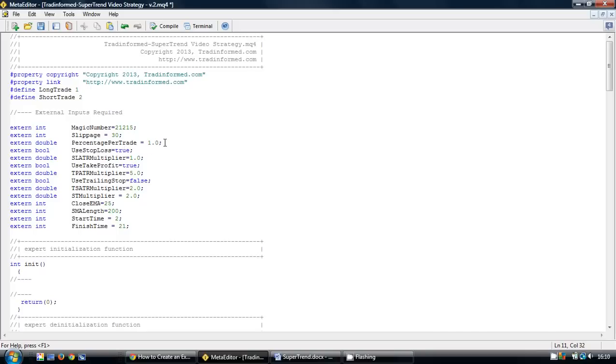Percentage per trade. This is an idea that I like to use in most of my trading strategies, and if you've seen any of my other backtesting videos, I like to use this idea of risking a certain percentage of our capital per trade. And I've set here a default value of 1, which refers to 1%, so that we're risking each trade that the expert advisor is opening, it will know to automatically risk 1% on that particular trade.